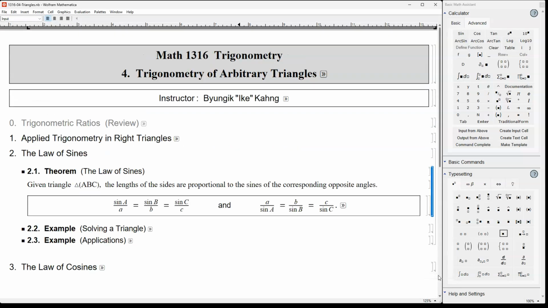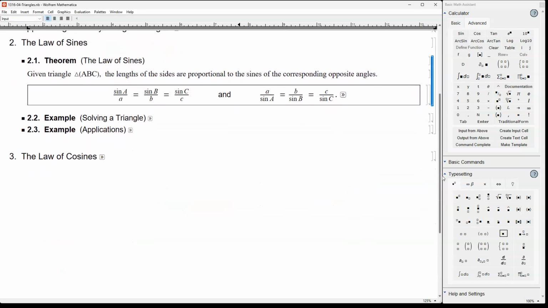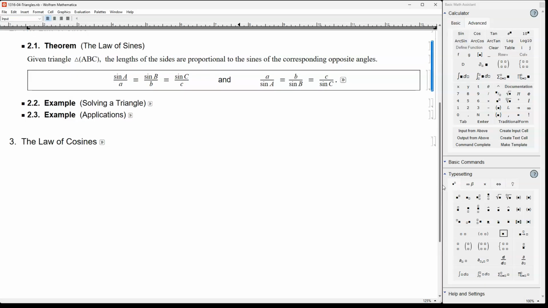Here we go. Given triangle ABC, the lengths of the sides are proportional to the sines of the corresponding opposite angles, so that sine of capital A over small a, sine of capital B over small b, and sine of capital C over small c, they're all the same. Or we can take reciprocals of them all and then write like this, depending upon which one is more convenient for you.